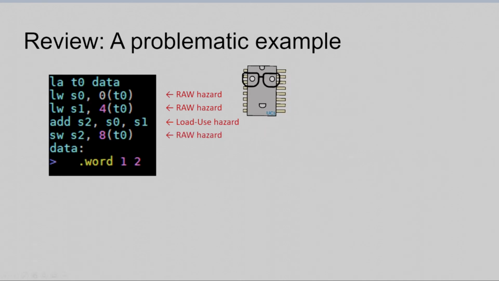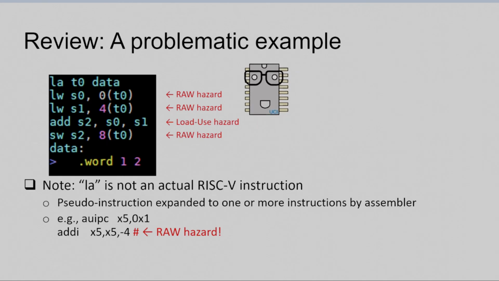And there's another read after write hazard because the add instruction's result in S2 is not going to be available by the time we reach the store instruction. And another interesting thing is that load address, LA, is not an actual RISC-V instruction. Like we mentioned before briefly, it's a pseudo instruction, which is only available to the assembly code.